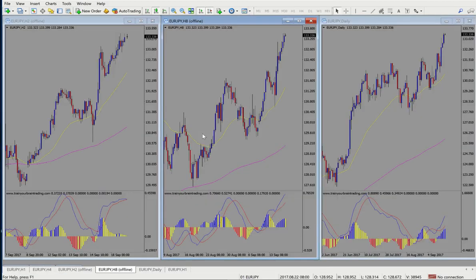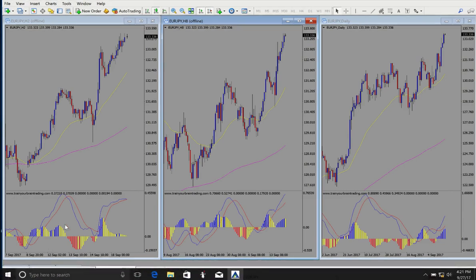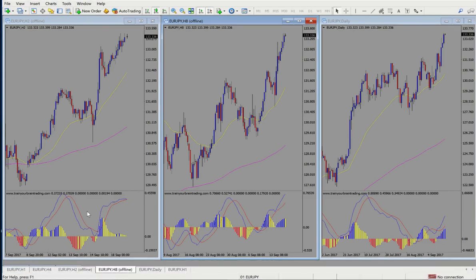Let's jump down, take a look at the euro yen. Do we have a trading strategy number one here on the 2 hour? Yes, we do. The MACD did not cross over that center line. Prices moved higher.